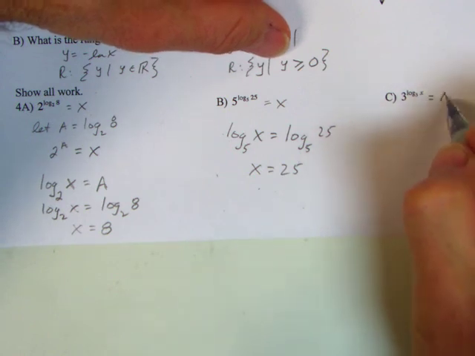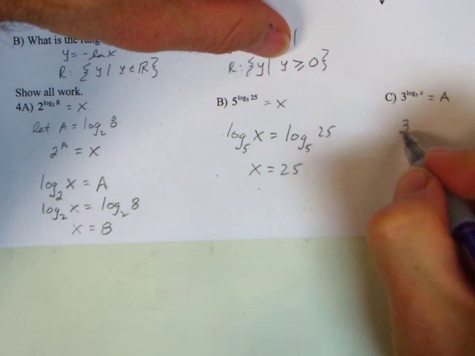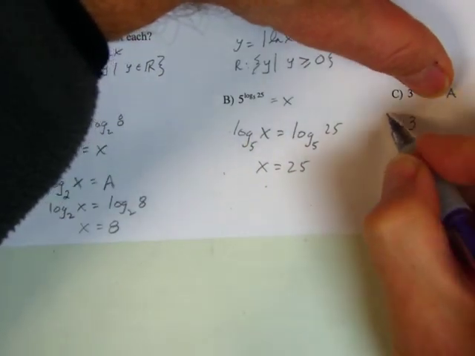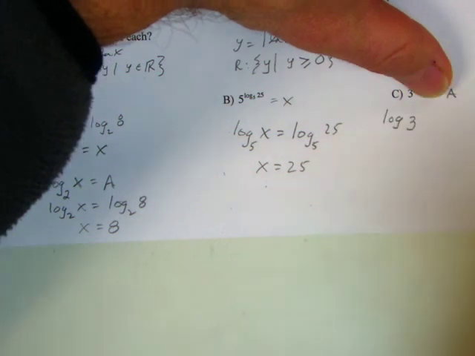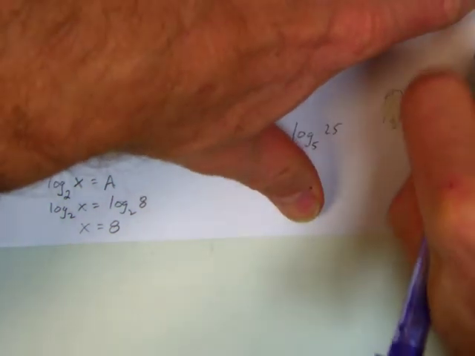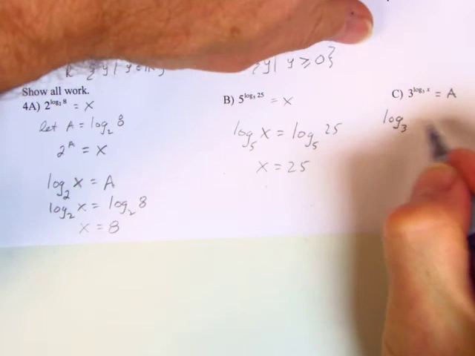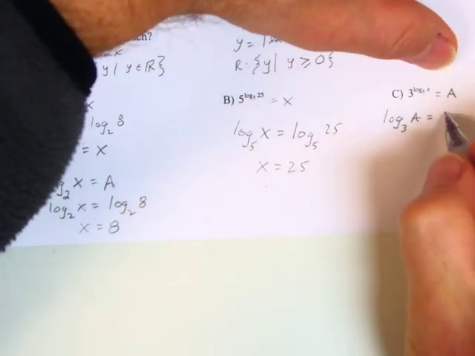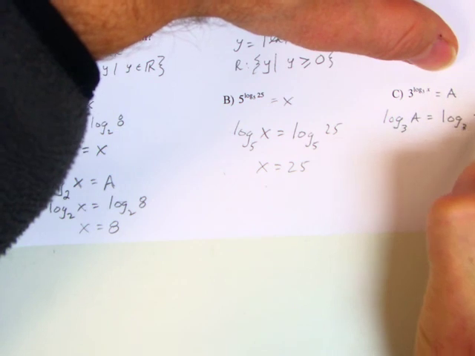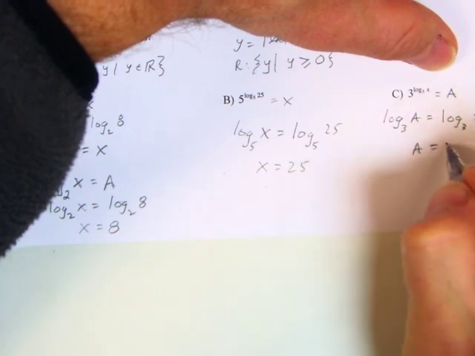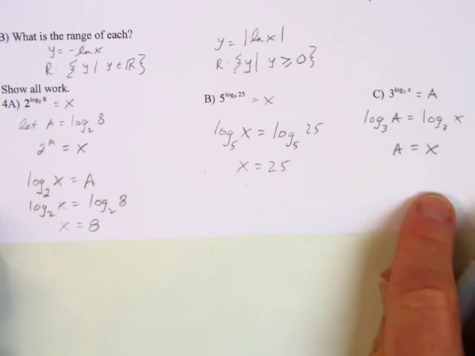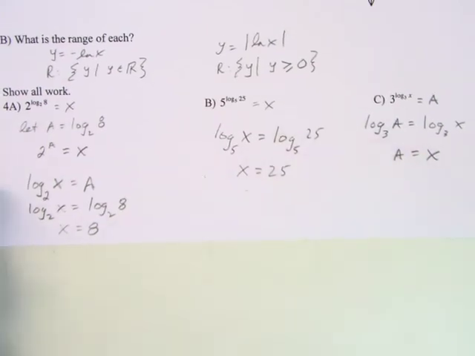Now, when we do it on this one, I can't use x because I have an x here, so I'm going to use a. So again, cover it up. My base is 3, so it'll be log base 3. In fact, I should write that a little bit smaller. Of a equals what my exponent is, log base 3 of x, or in other words, a equals x. That one's related to what we had just done in a previous problem.